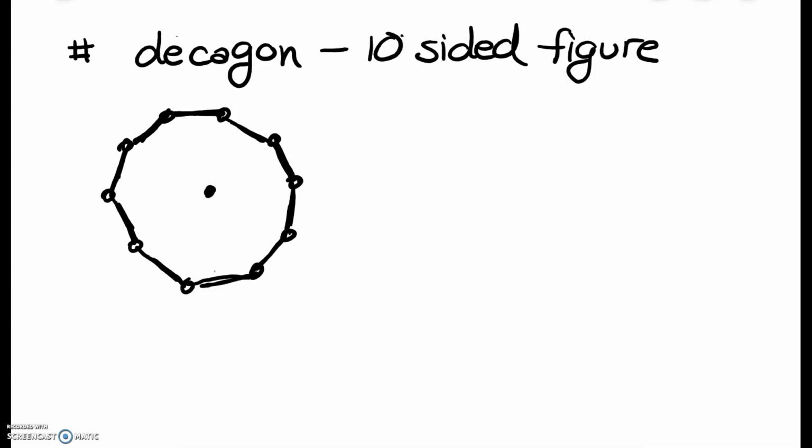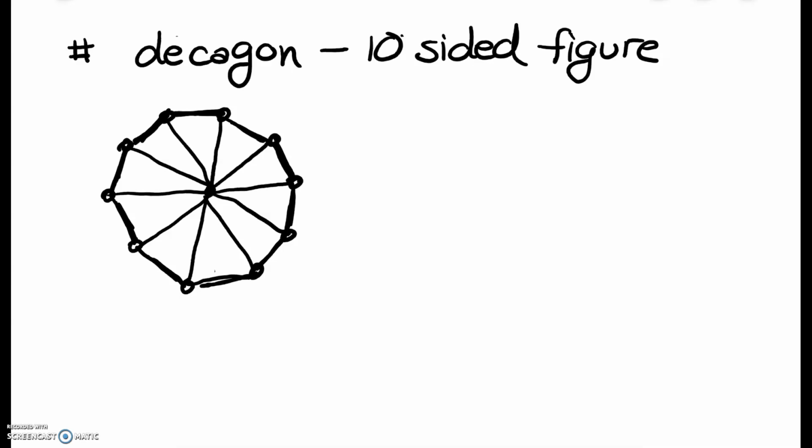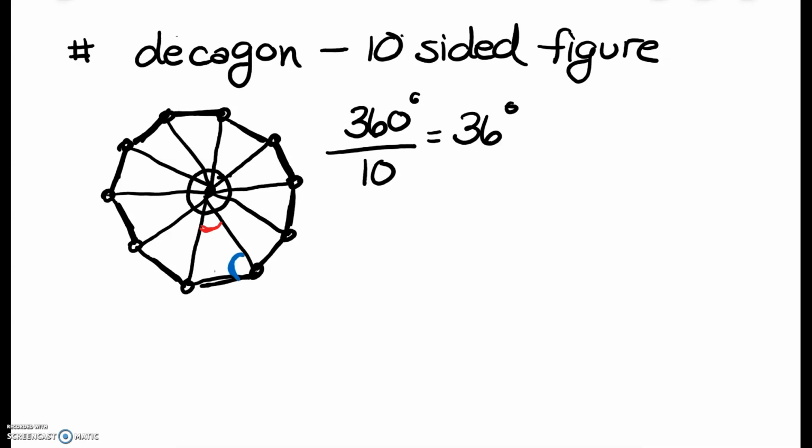So when I find the center, I'm going to draw in all my radii, and it divides my decagon into 10 equal triangles. So how much is one of these angles in here? Well, I know if I go around the complete circle again, that's 360 degrees, and I'm dividing that into 10 equal parts. So one of those angles is only 36 degrees. So now, how do I find this bottom angle, the angle made by a radius and one of the sides of my decagon?